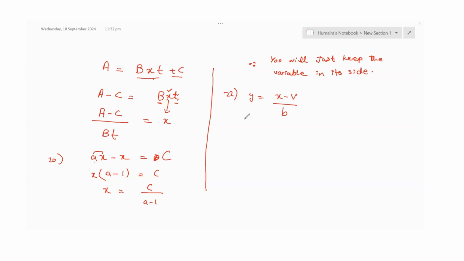In the first step, you are having yb equals x minus v, right? Yes. Now you can see we just need x. So there is negative v present. When we shift this negative v to the other side, it will be positive v. So we will have yb plus v equals x. So x would be equal to this one. That's it. Is that clear?